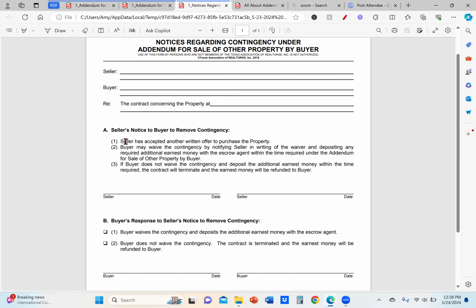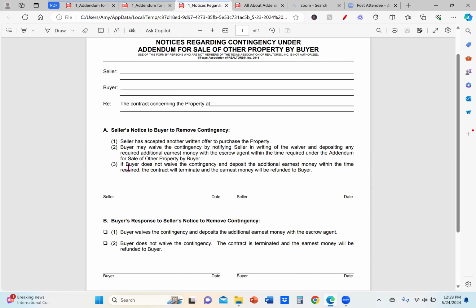And in A, it says, number 1, seller has accepted another written offer to purchase the property, also known as a backup offer. It's executed, earnest money and option fee, if applicable, has been deposited. Number 2, buyer may waive the contingency by notifying seller in writing of the waiver and depositing any required additional earnest money with the escrow agent within the time required under the for sale of the property by buyer addendum. What that means in writing, it's just right here, paragraph B. They'll respond, so that's their way of notifying the seller.